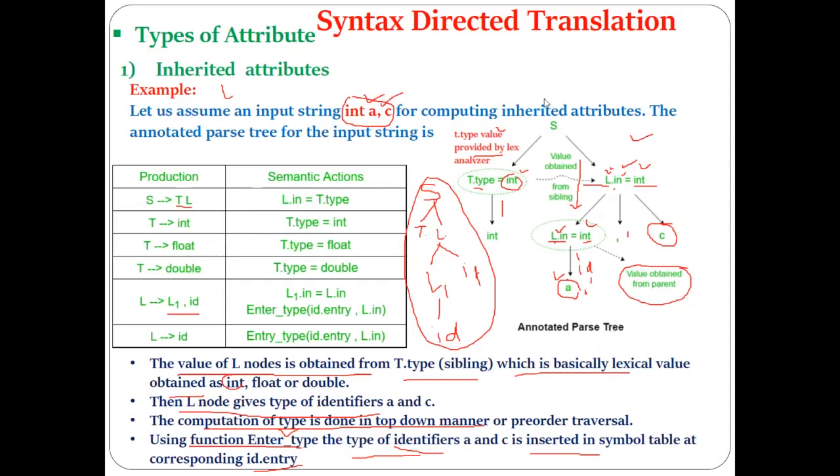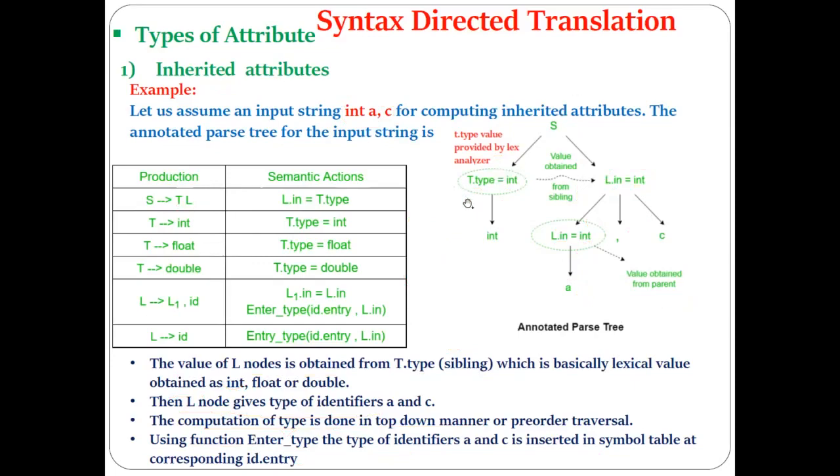So this is all about the types of the attribute. Of those, two types we have seen: the first is the synthesized attribute and the second is the inherited attribute. Okay, now the synthesized attribute is, if the particular node and its attribute obtain the value from their children nodes, that is called synthesized, and if the particular node and its attribute obtain the value from their parent and the sibling node, then that is referred to as the inherited attribute. Okay, so here type checking also we have done.